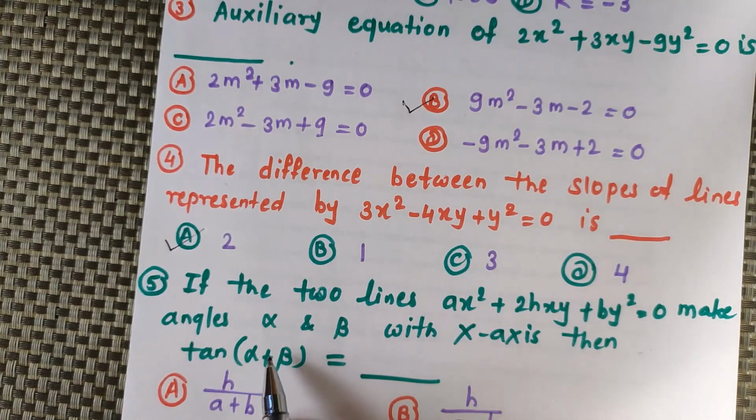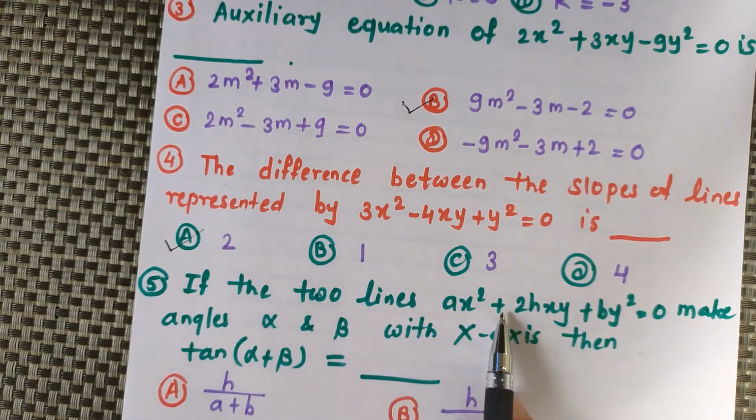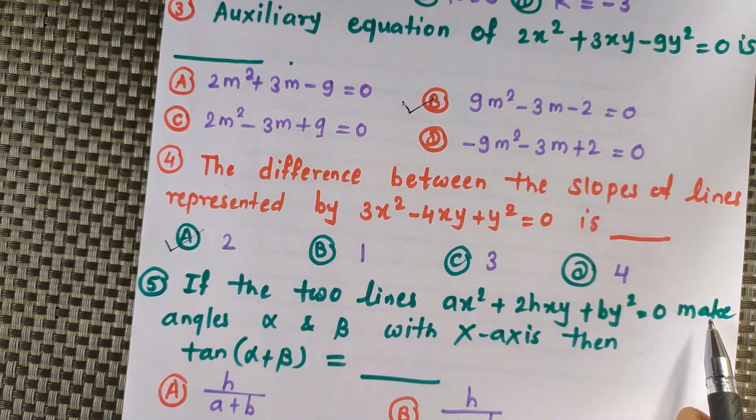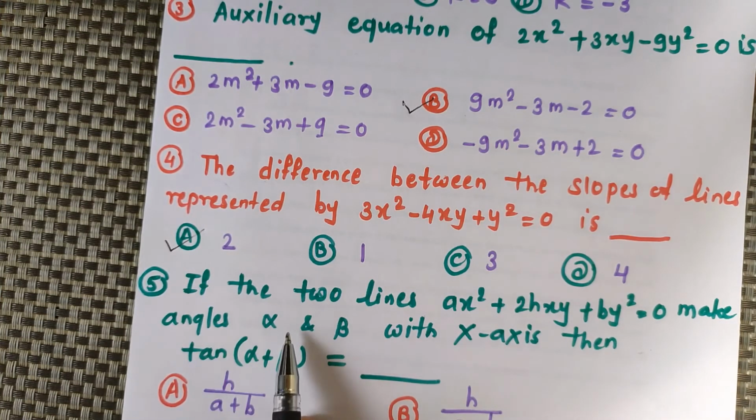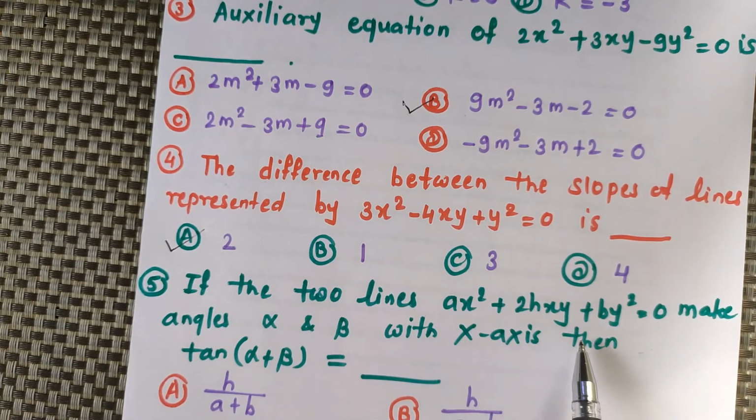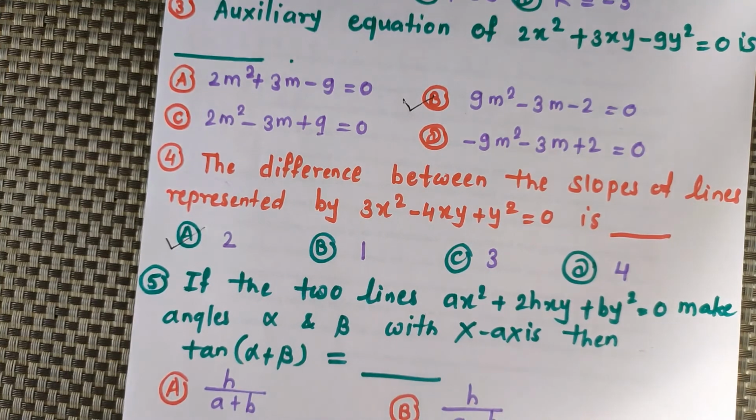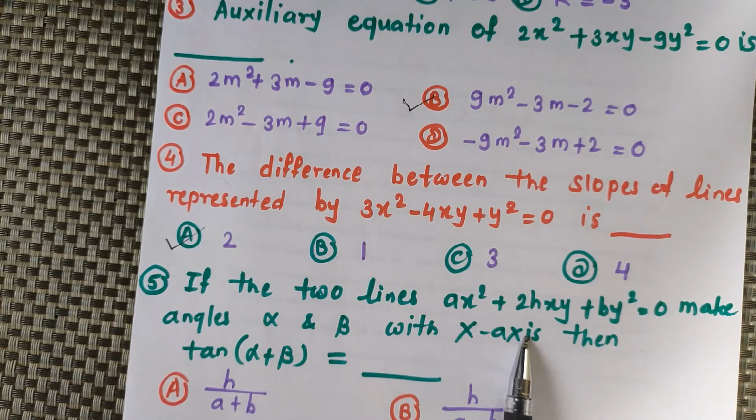Now let's see the next example. If the two lines x square plus 2hxy plus by square is equal to 0 make angles alpha and beta with x-axis, then find the value of tan alpha plus beta. Here two lines represented by a homogeneous equation make angles alpha and beta with x-axis. So the inclination of these lines is alpha and beta, and so by using the formula, the slopes of the lines are tan alpha and tan beta.